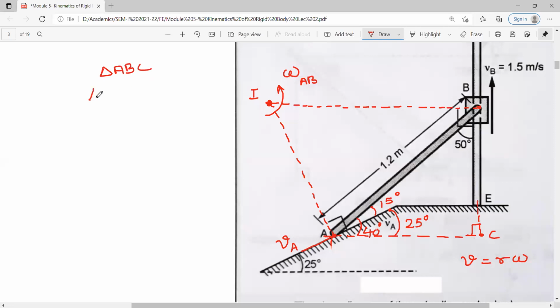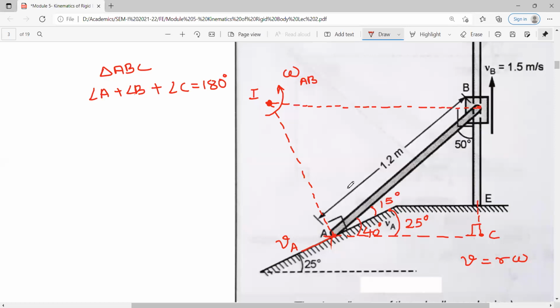So in any triangle, the summation of all the angles is equal to 180 degrees. Yes, sir, understood. That's why this angle will come as 40 degrees. So from here we determined the angle between the inclined surface and the rod to be 15 degrees, like this.